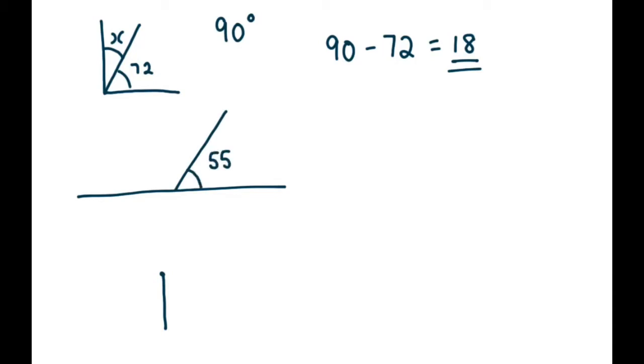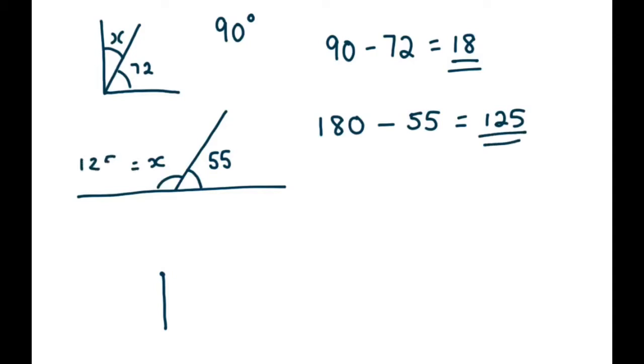Can you remember what angles on a straight line add up to? 180. So angles on a straight line add up to 180. So if they've split this one into 2, we would need to do 180 subtract 55, which leaves us with 125 degrees. So that angle X is 125 degrees. They just use the X to kind of show you what angle they want.